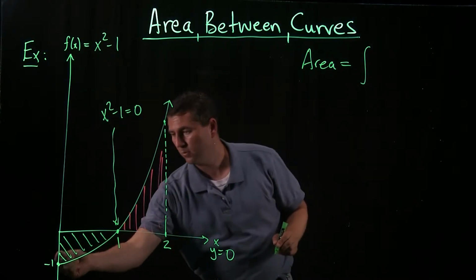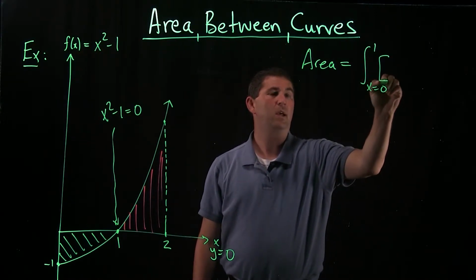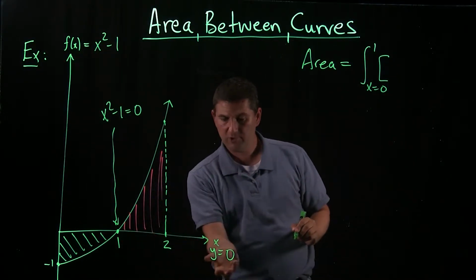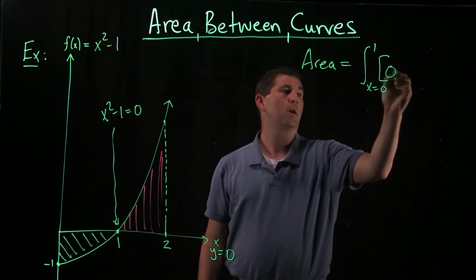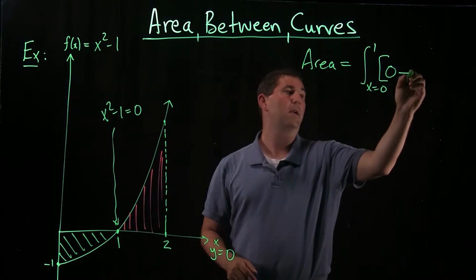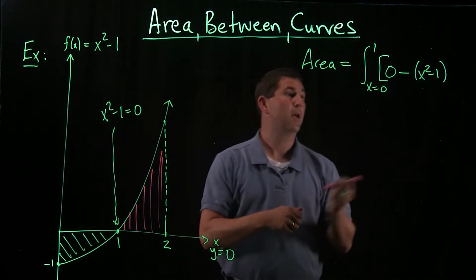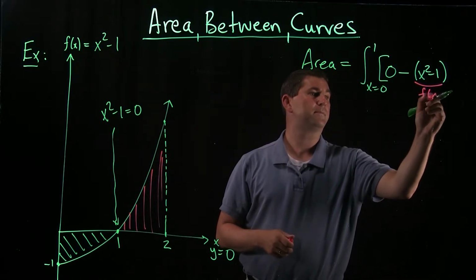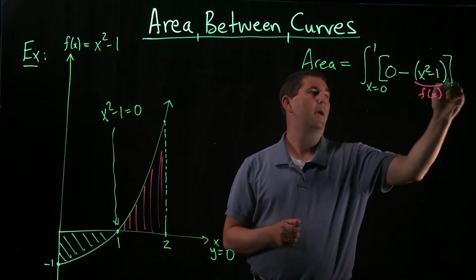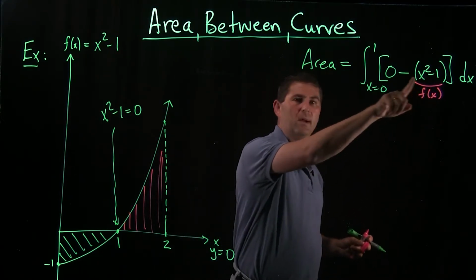In the first region, we go from 0 to 1. And we need to put the larger function, which is just 0, first. And we subtract the smaller function. That's our f of x, or x squared minus 1. So there's our f of x. And of course, we multiply by dx. Now, why did I put these parentheses here?